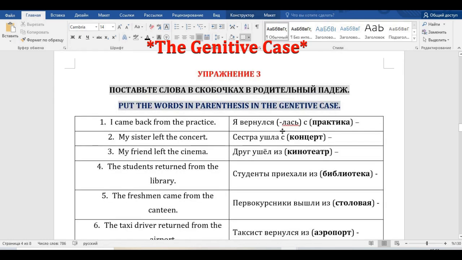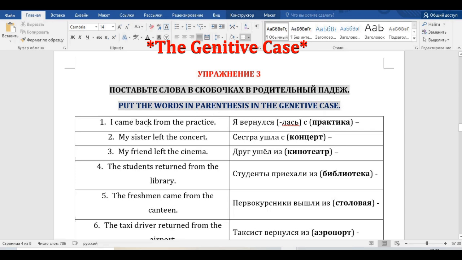Exercise 3. Put the words in parentheses in the genitive case. So here we are not talking about cities or countries. We only mention some events or places.